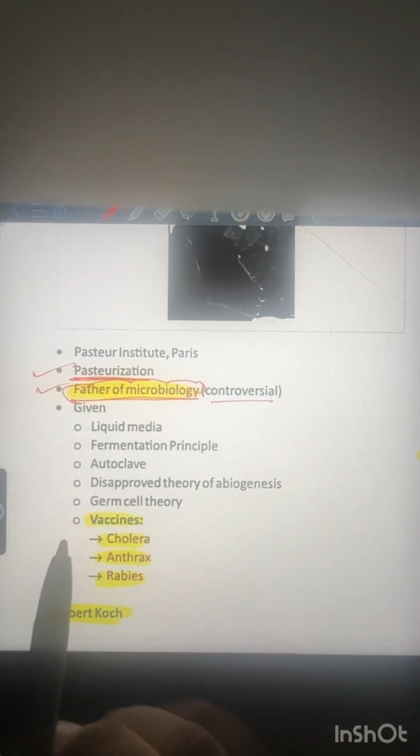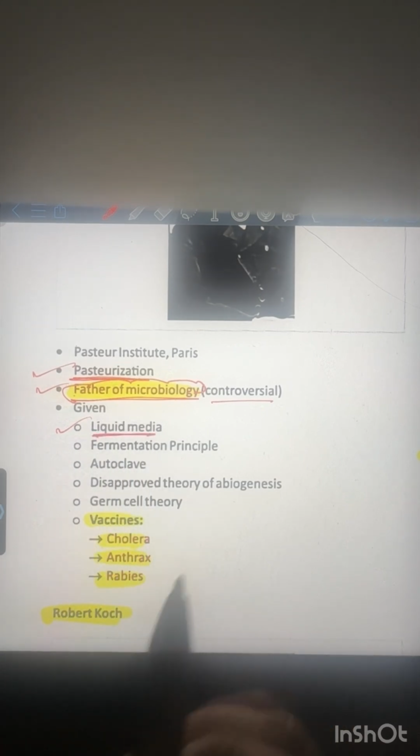Other than that, we have L for Louis, and L for which liquid or which media did he provide us? So he's given us the liquid media, not the solid culture media that we use nowadays. Nowadays we use blood agar, chocolate agar. He didn't give us that. He gave us the L for L, that is liquid media. What else? So two things with Pasteur are done. One thing with Louis, L for L is done.